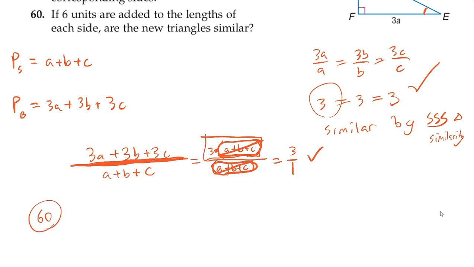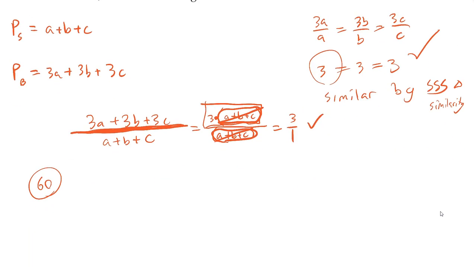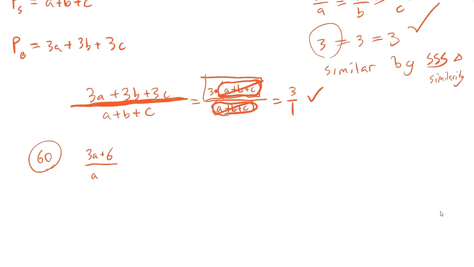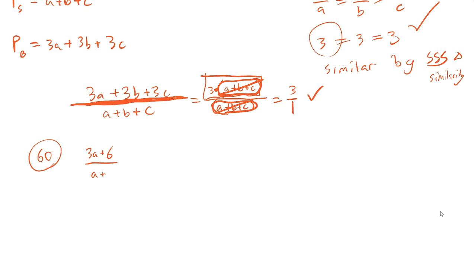Problem 60 says, if 6 units are added to the lengths of each side, are the triangles still similar? So let's just see. Is the ratio of 3A plus 6 over... I just literally plus 6, plus 6, plus 6, and plus 6, because it said to each triangle. So it's saying, is the ratio of 3A plus 6 over A plus 6 the same as 3B plus 6 over B plus 6 equal to 3C plus 6 over C plus 6? So are they still similar? Is that ratio the same? The answer here is no.